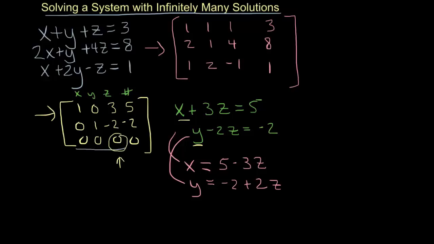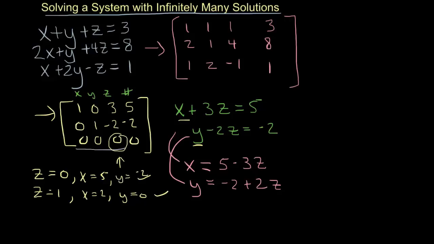Let's say z is 0. If z is 0, then if I plug it into my x equation, I get x is 5, and then I get y is negative 2. So there's one solution, if z is 0. If z is 1, then I'm plugging into my two red equations over there. I get x is 5 minus 3 times 1, which is 2. And y is negative 2 plus 2 times 1, which is 0. So that's another solution. So there's an infinite number of solutions.